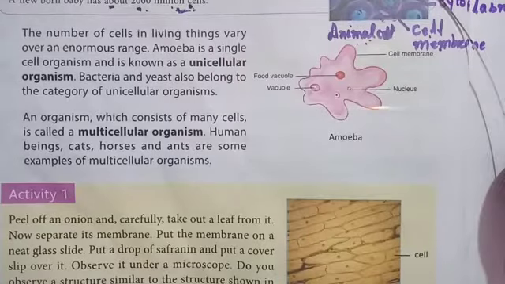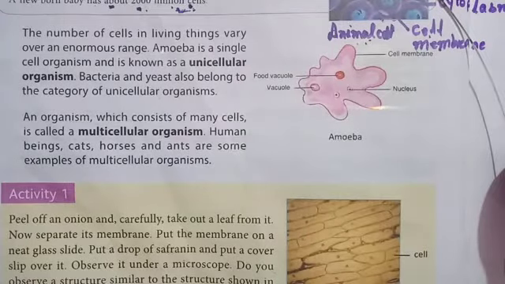Now let us start an activity. Onion peels consist of plant cells.